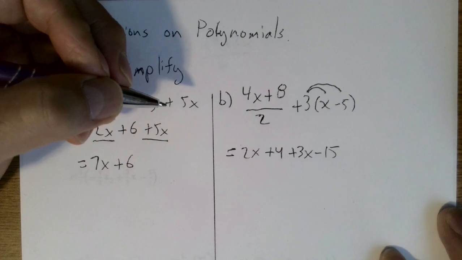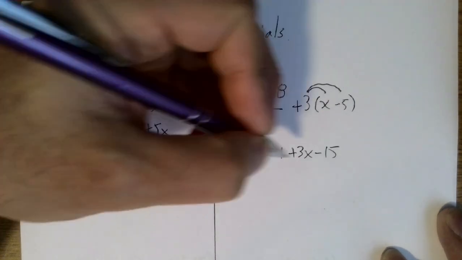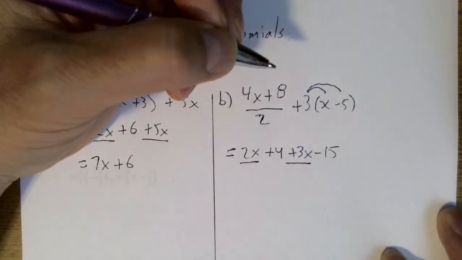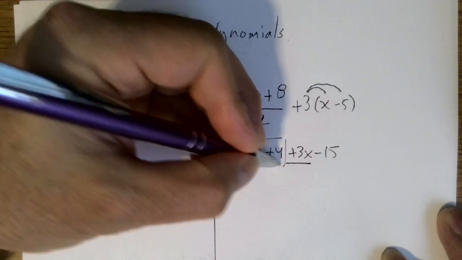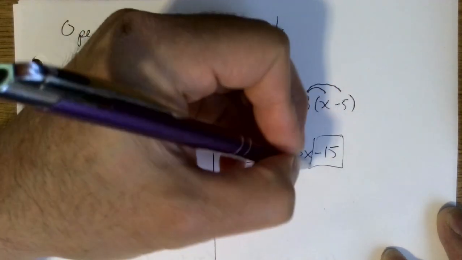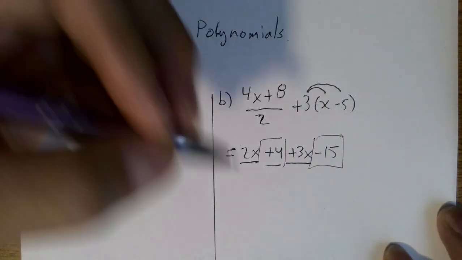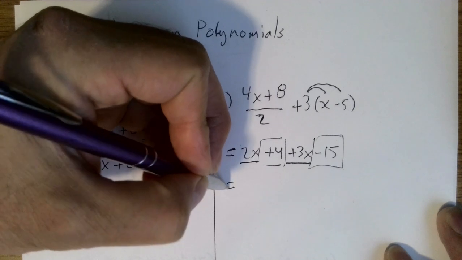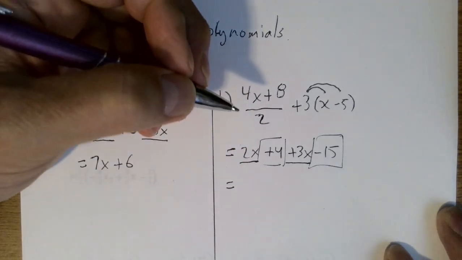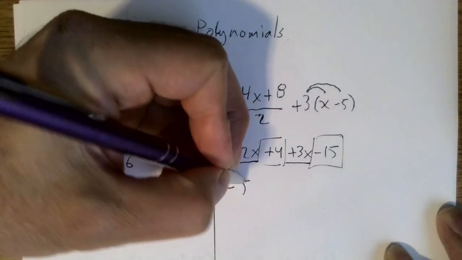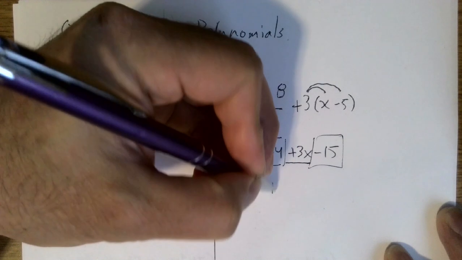And again, we'll find our like terms. 2x and positive 3x are the same. 4 and negative 15 are the same. And you guys remember, we always want to start with the highest degree, the most number of variables multiplied together. So that's going to give us 5x minus 11.